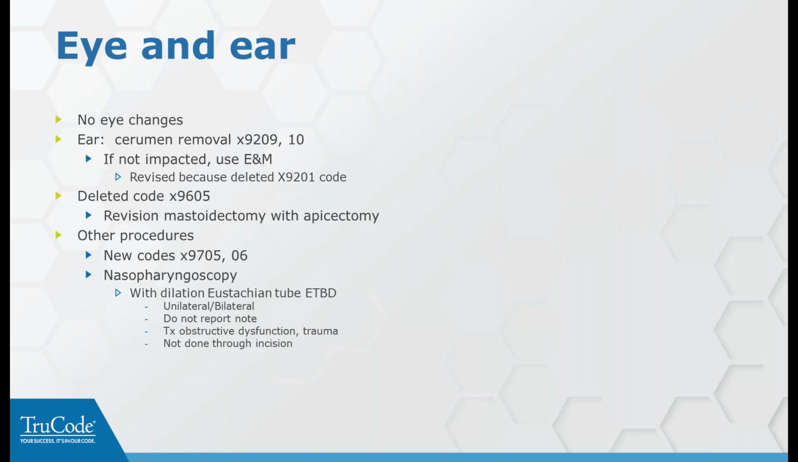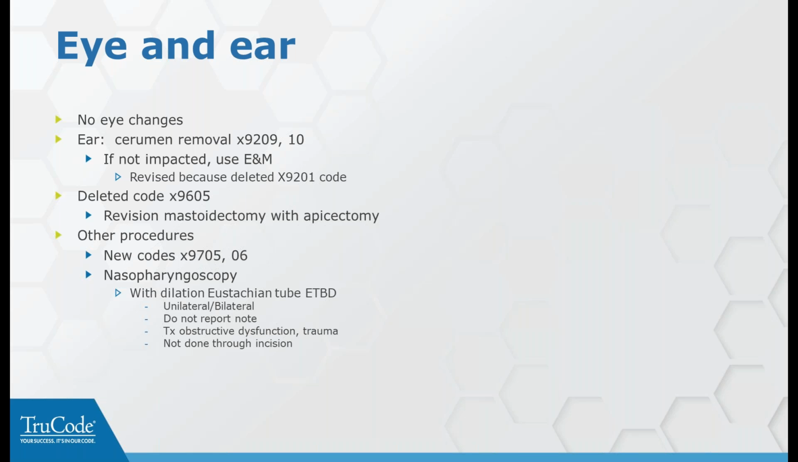And then no changes in the eye section. We did have just a couple of things in the ear. Again, most of these are because of any note that had the deleted 99201 code in it. They did also delete a code, revision mastoidectomy with apicectomy. And then also a couple of new codes we probably want to glance at, over at 69705. Let's take a look at 69705. It's a short section here.